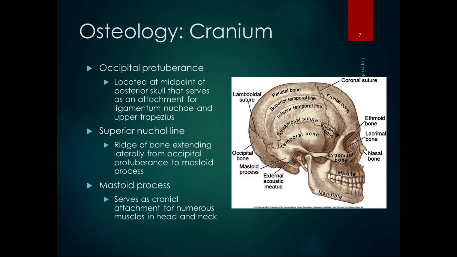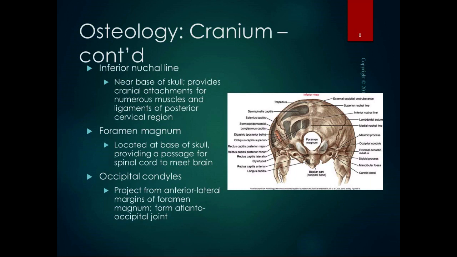Crazy, right? So the superior nuchal line is a ridge of bone extending laterally from the occipital protuberance to the mastoid process. And the mastoid process can be found right behind your earlobe, and is very easily palpable on, I'm going to go out on a limb and say everybody. The mastoid process serves as a cranial attachment for numerous muscles in the head and neck, and we'll talk about them all in the next lecture. And it's really super easily palpable, a good landmark to find.